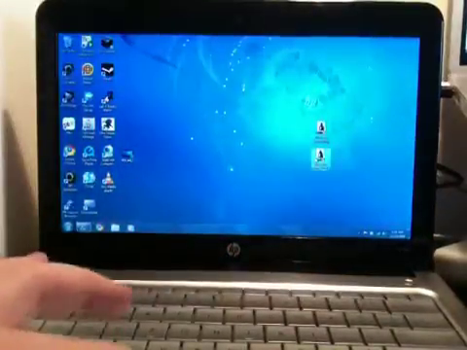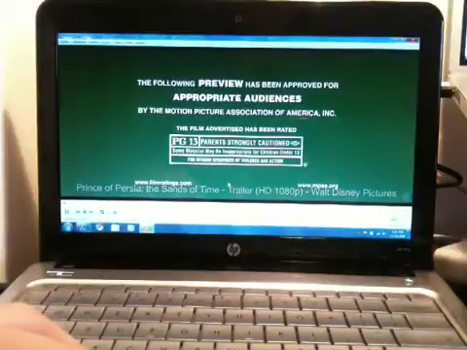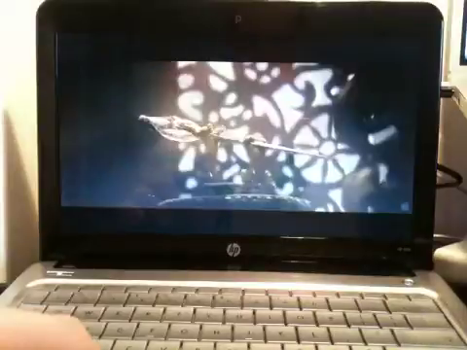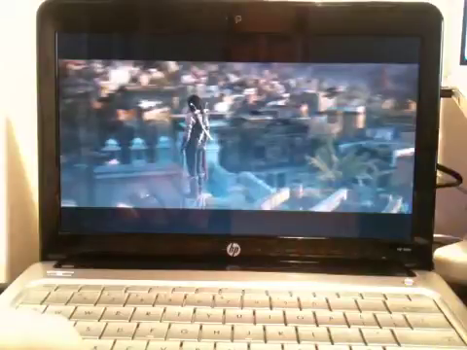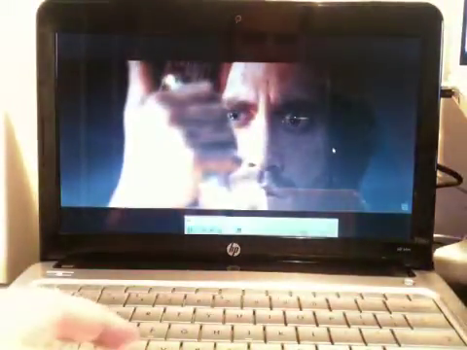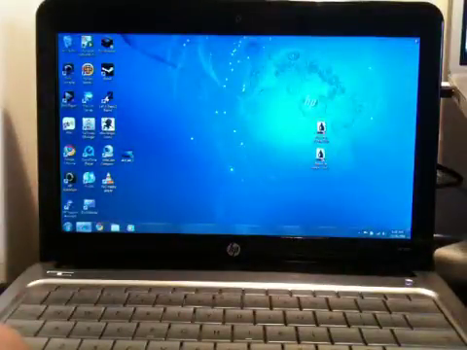However, when we try and do the same in 1080p with VLC, it struggles desperately. Picture quality's gone already. Although the audio is unaffected, it's pretty much unwatchable. And that is HD playback on the HP Mini 311.